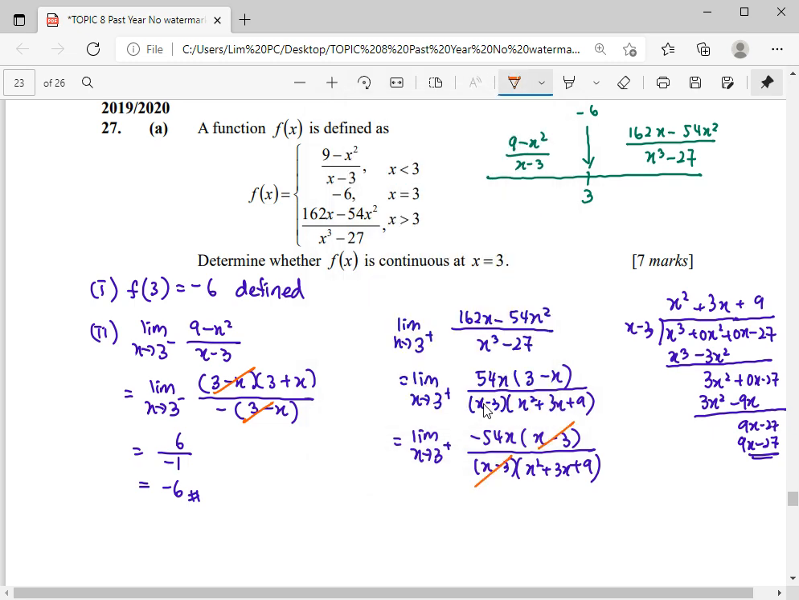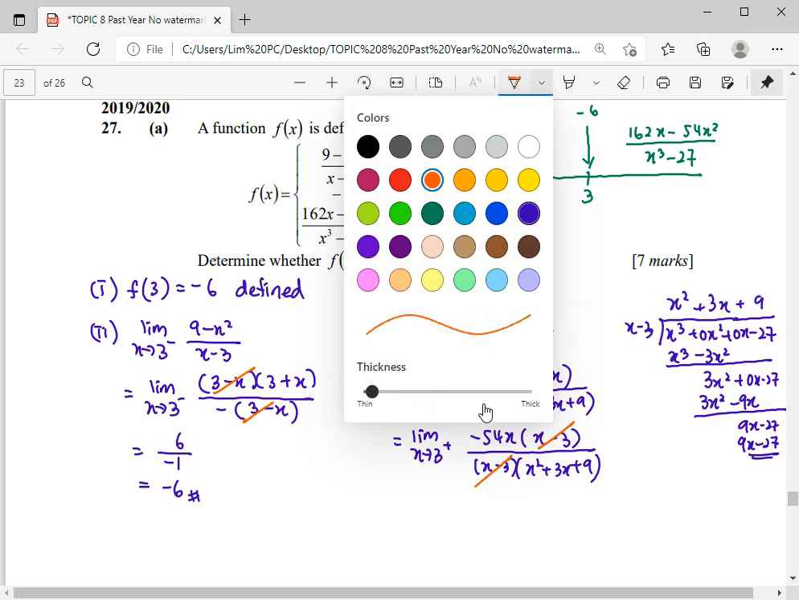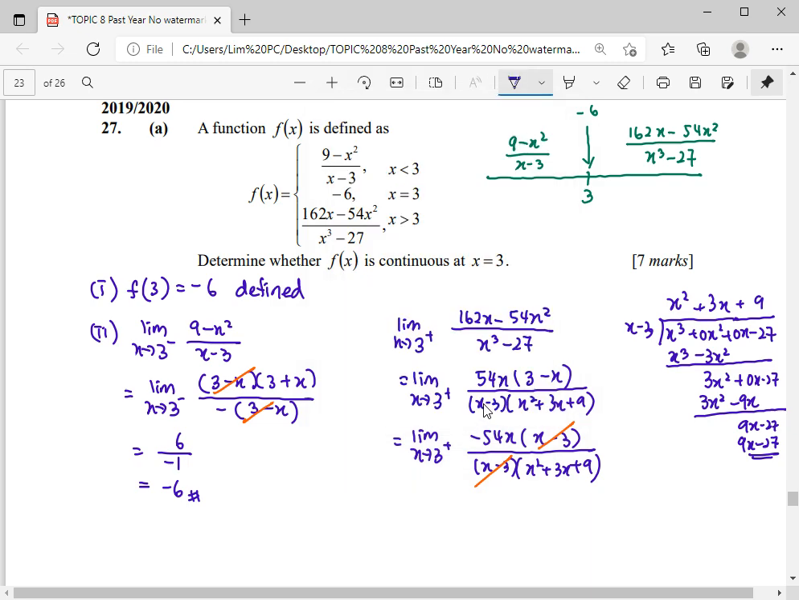So finally, we managed to simplify our function. Our next step, we are going to substitute the value of 3 to attempt our limit. So when we substitute this, it is equal to negative 6. This means the limit exists.